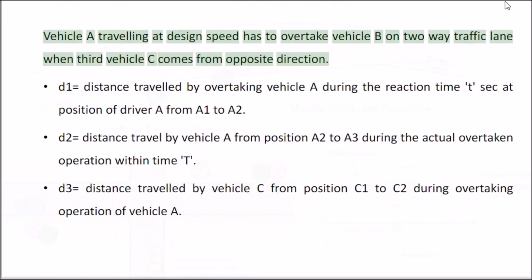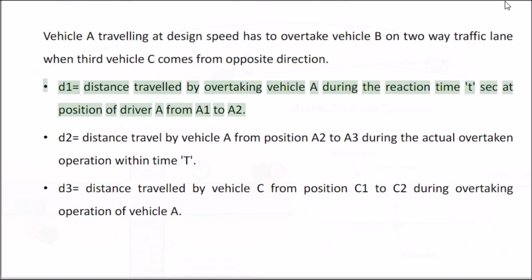Vehicle A traveling at design speed has to overtake vehicle B on a two-way traffic lane when a third vehicle comes from the opposite direction. d1 equals the distance traveled by overtaking vehicle A during the reaction time t sec, at the position of driver A from A1 to A2.